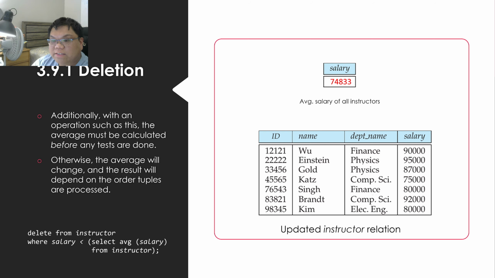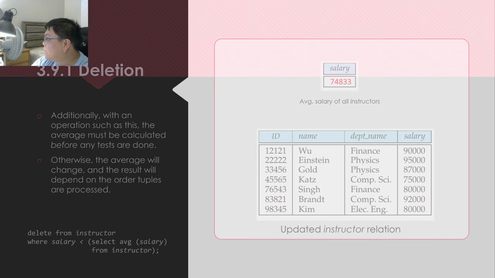With an operation such as this, the average must be calculated before you do any tests. Otherwise, the average is going to change every time we do any sort of deletions, and the result will depend on the order. So when we do deletions like this, you gotta calculate the average before you do any tests. Otherwise, the order of operations might change the average.